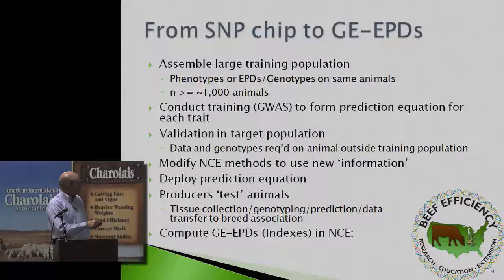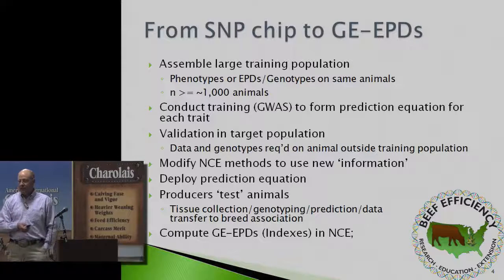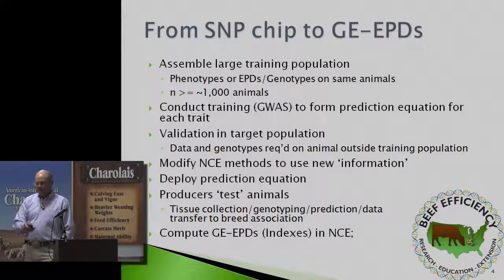The next step here is once we've got conclusive evidence that the technology is working the way we think it should, is we need to develop some way to incorporate the information from the molecular breeding values that are derived from the genotypes of the animals in these prediction equations developed in the discovery population into the national cattle evaluation. And we'll talk about some ways to do that and why that's important.